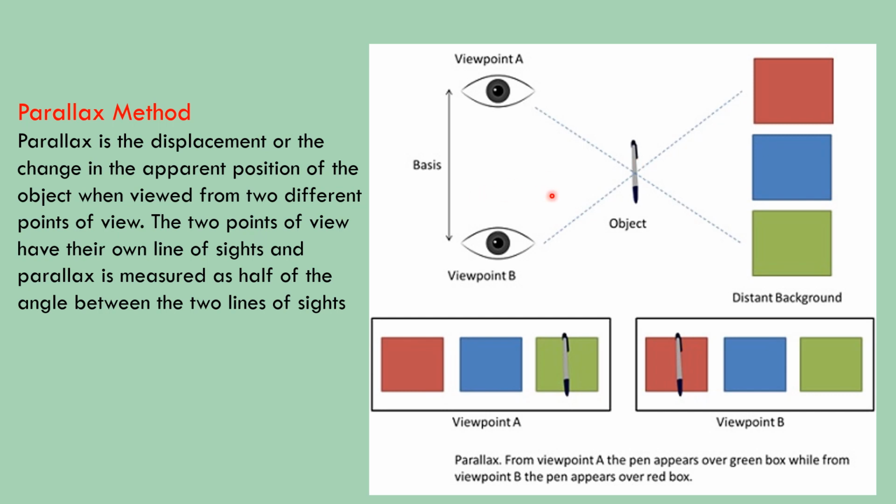Here, if you see the object with one eye, then you can observe the change in apparent position of the object. Then this parallax method is used to measure objects at a very long distance. Let us discuss in detail with an example how this parallax method is used to measure the longer distance of an object.